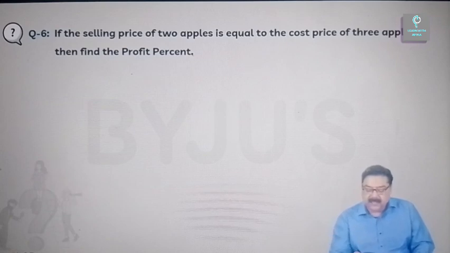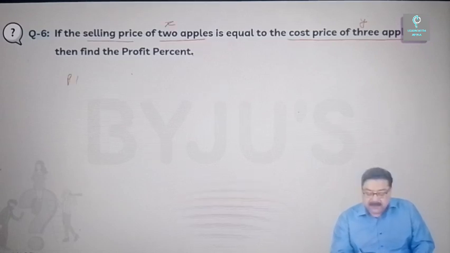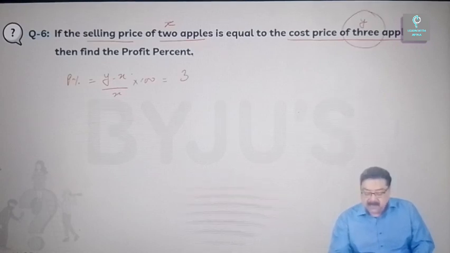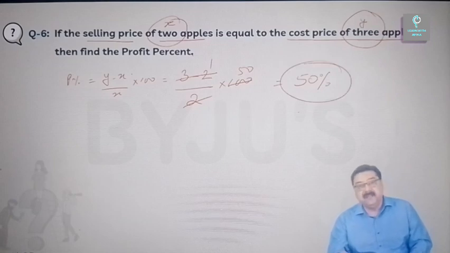So what do we have here? Once again, if the selling price of 2 apples is equal to the cost price of 3 apples. So cost price of 3 apples, the value of Y is 3. Selling price of 2 apples, so the value of X is 2. So the profit percent here is (Y minus X) by X into 100. That is 3 apples minus 2 apples. The quantities are mentioned. Divided by 2 into 100. This is 1. So there is a profit of 50% which is made here.